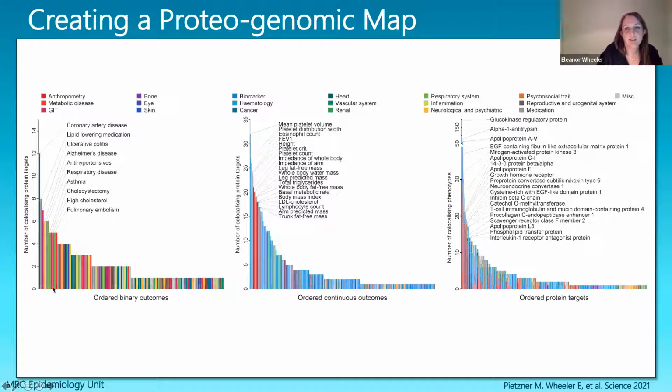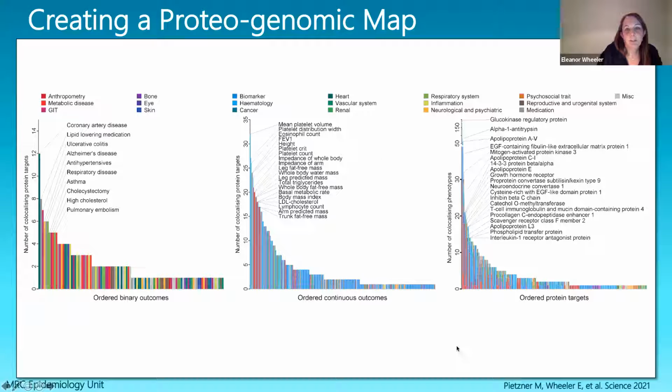So the left panel represents the number of co-localizing protein targets for each binary outcome. Here you have the ordered binary outcomes, and these are the number of protein targets where there was evidence for a shared genetic signal. You can see, for example, there were some phenotypes where we found 5 or more co-localizing cis-pQTLs, such as coronary artery disease and hyperlipidemia. The middle panel does the same for continuous traits, and the top phenotypes are mean platelet volume and platelet distribution width, so blood cell traits.